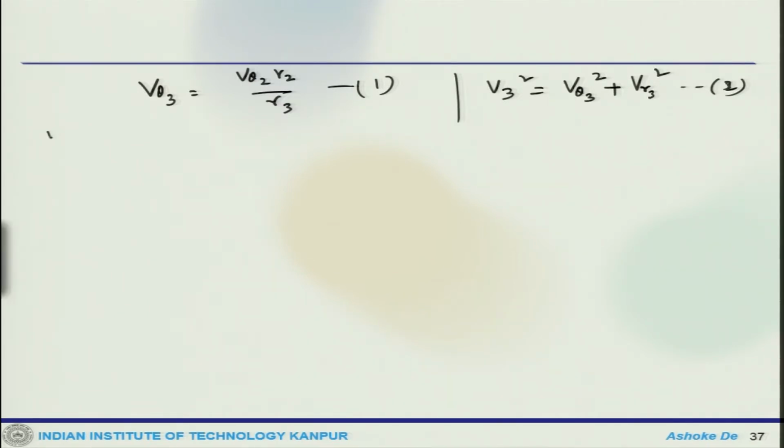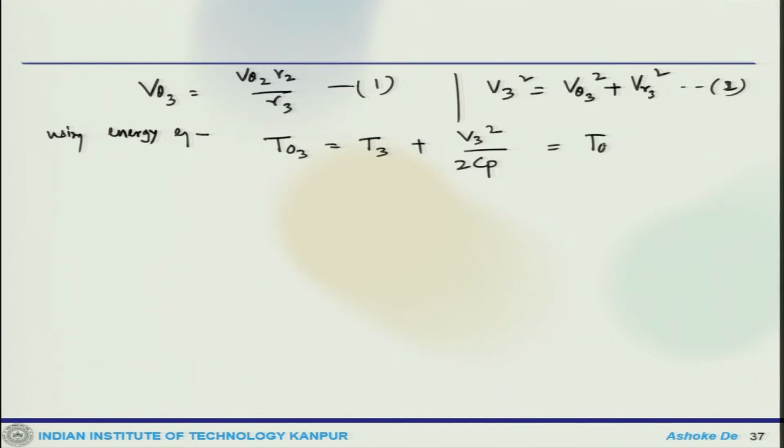Now, energy equation. Using the energy equation one can write T naught 3 equals T 3 plus V 3 square by 2 C p, which is nothing but T naught 2, because this is adiabatic. Now, T 3 is T naught 2 minus V 3 square by 2 C p. So, that is, let us say, equation 3.